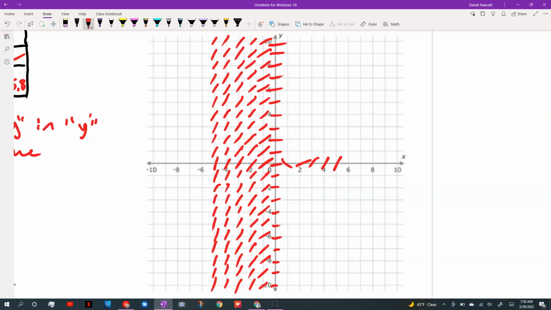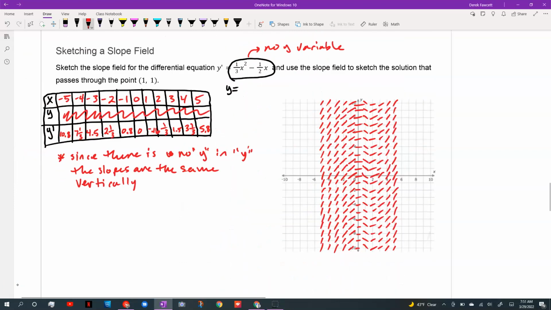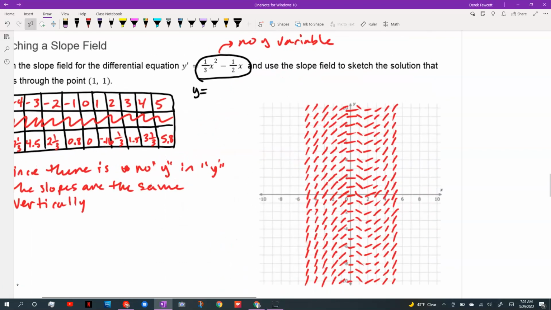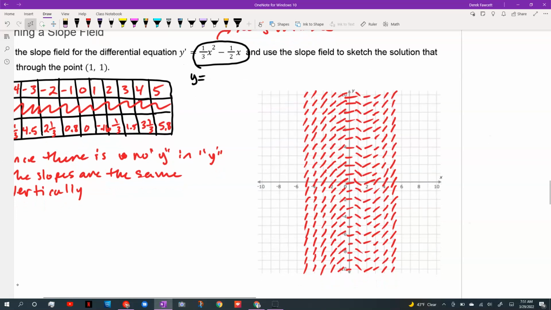So I'm going to pause the video and finish these vertical slopes, and we'll look at what our slope field graph looks like from -5 to 5. Again, this was easy to compute because there's no y. So vertically, they're all going to be the same. Sometimes they're not going to be the same vertically, sometimes they'll be the same horizontally, or sometimes they'll be different, and we'll look at some of those as well. We won't actually sketch them, but we'll look at them. Right, so that's how you construct a slope field.